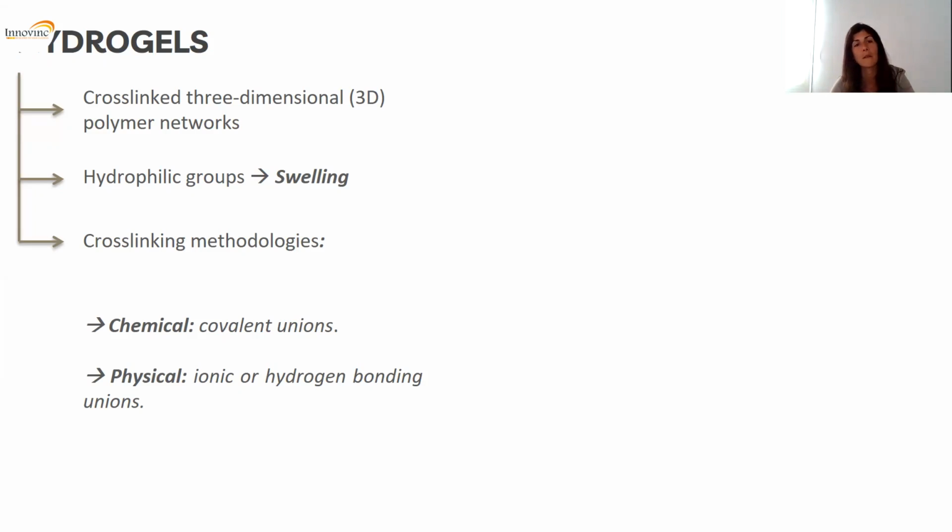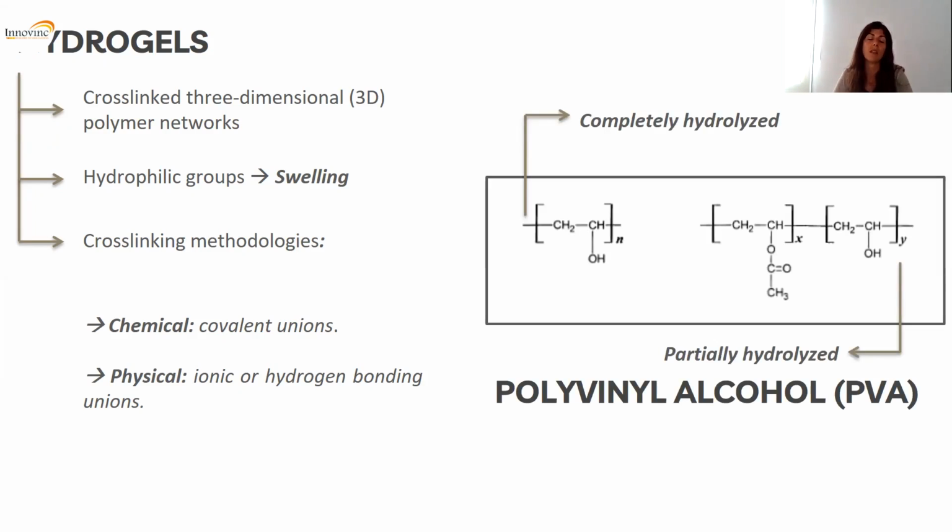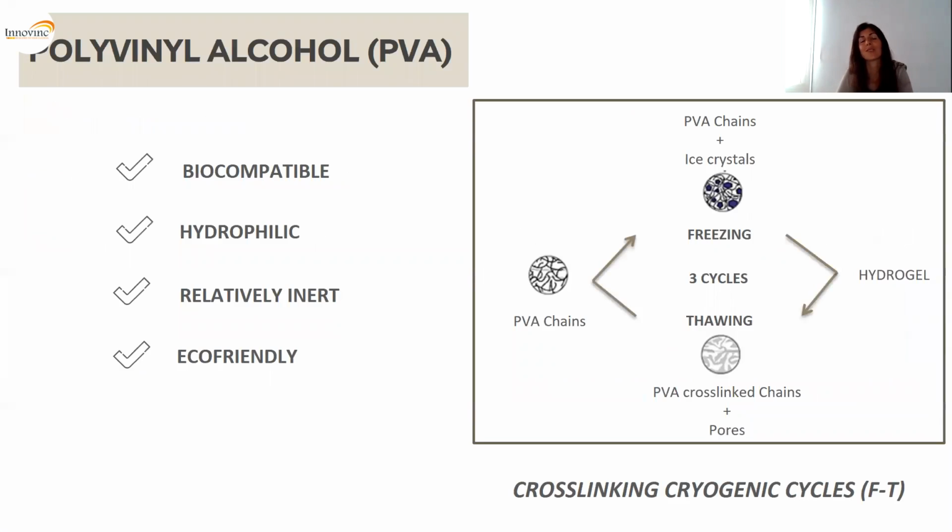One of the most commonly employed materials to generate hydrogels is polyvinyl alcohol, or PVA. And we can find this material in different polymer weights, and also with different hydrolyzation degrees. Among the most outstanding characteristics of PVA, we can cite its biocompatibility. It is hydrophilic, relatively inert, and eco-friendly.